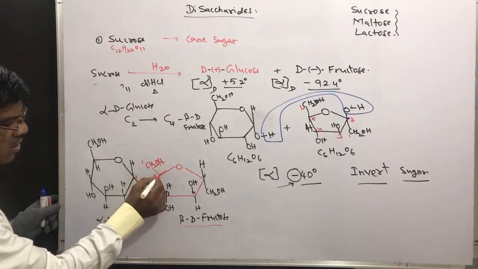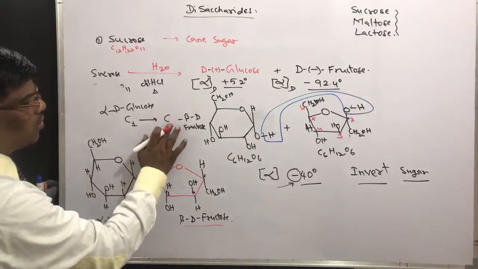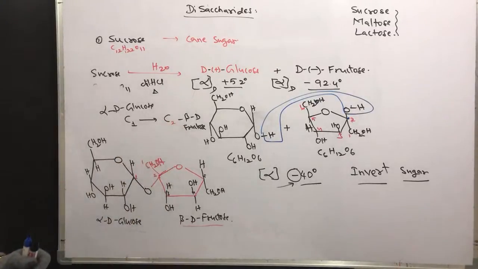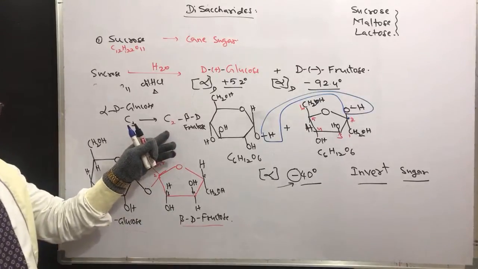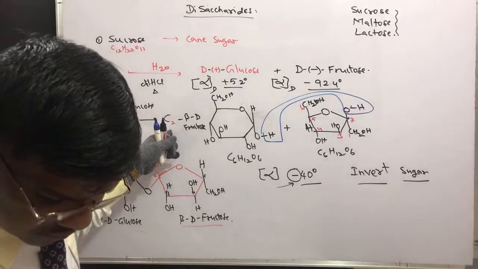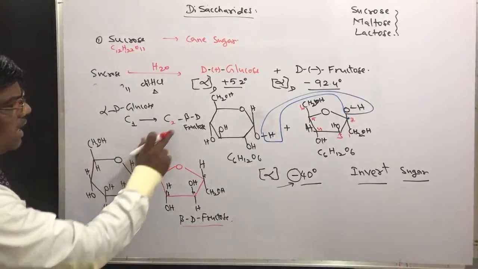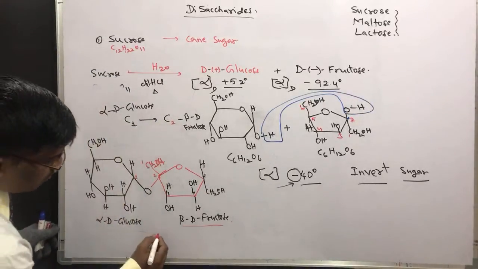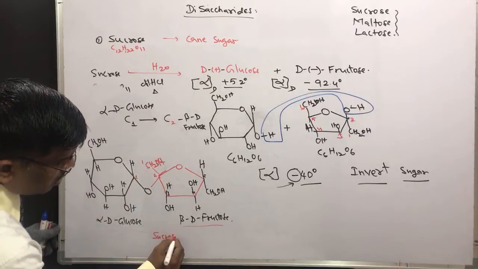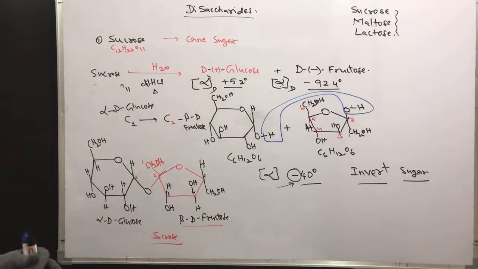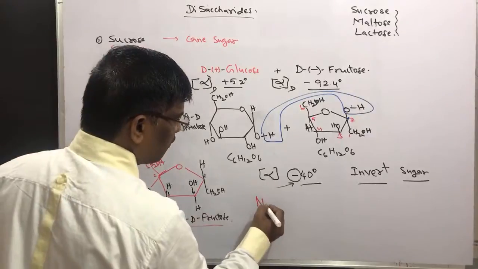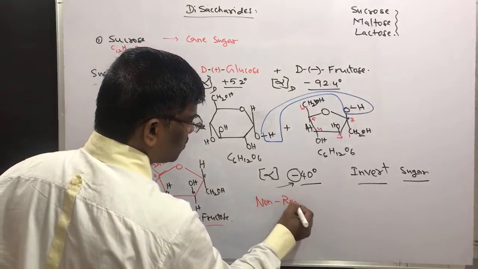C1, sorry, C2. C2 of this is going to form this sucrose. Isn't it? C2 of beta D fructose. So it is going to form sucrose. Dear students, this is a non-reducing sugar. Very, very important. Non-reducing sugar.